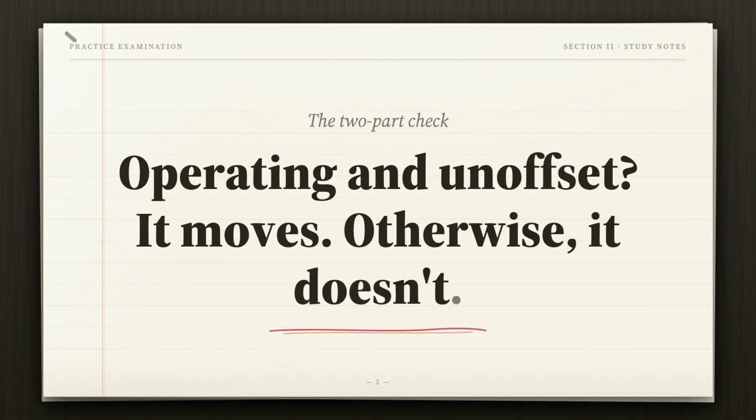So ask two questions. Is the changed item an operating current asset or liability? And did anything operating offset it? If it's non-operating, the figure holds still. If it's operating and unoffset, it moves up for an asset increase, down for a liability increase.